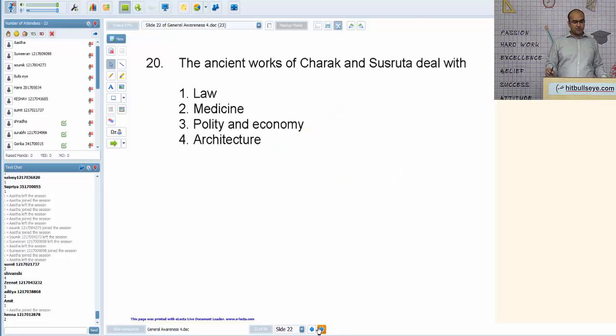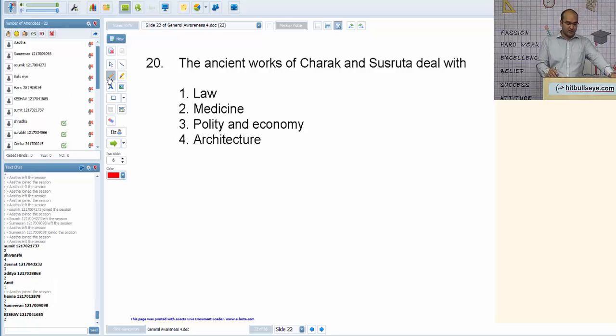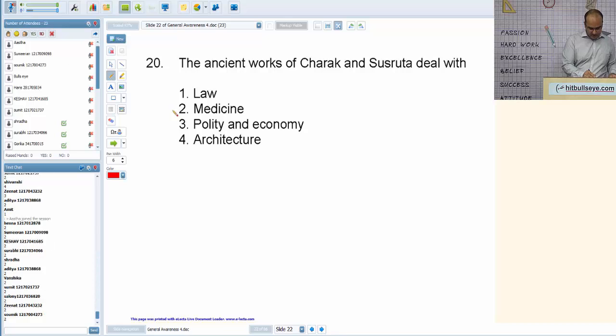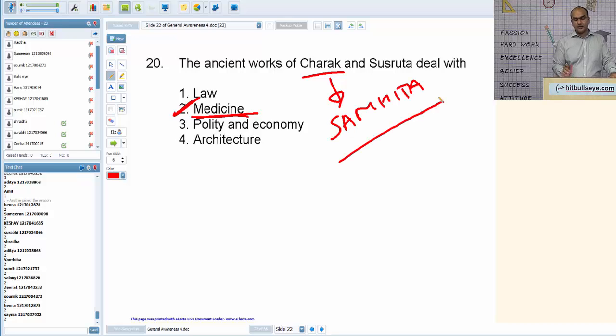Alright, next, another question from ancient Indian history. Ancient works of writers Charak and Sushrut deal with, again most of you are getting the answer correct, so great, good on your part. The answer is medicine. So Charak wrote Charak Samhita, right? That is the name of the book, right? Sushrut is also known as the first surgeon of India, right? Sushrut wrote Sushrut Samhita, right? So Samhita stands for nothing but collection of works.